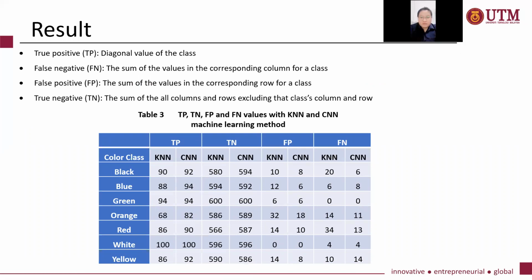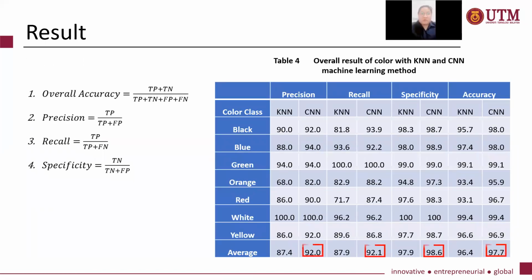The values of true positive, false negative, false positive, and true negative were calculated based on the values from the confusion matrix. These values are then used to determine four parameters: precision, recall, specificity, and accuracy. Table 4 shows the four parameters used to measure the performance of the algorithm on the testing result. Based on the table, CNN achieves higher performance in all four parameters, with 92% precision, 92.1% recall, 98.6% specificity, and 97.7% accuracy.